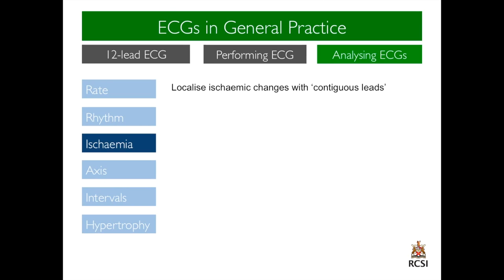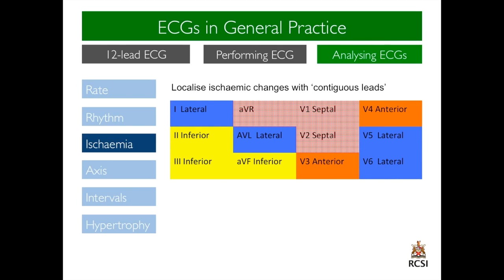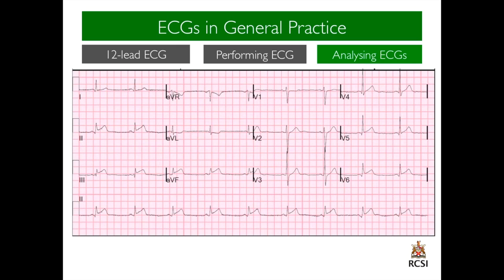With ischemic changes, you must be able to localize the ischemic changes through contiguous leads. As we have discussed, there are inferior leads, lateral leads, anterior leads, and septal leads. It is important to characterize any ischemic changes to certain contiguous leads, which represents certain parts of the myocardium. This 12-lead ECG demonstrates ST elevation in leads 2, 3, and AVF. So this is an ST elevation MI in the inferior leads.